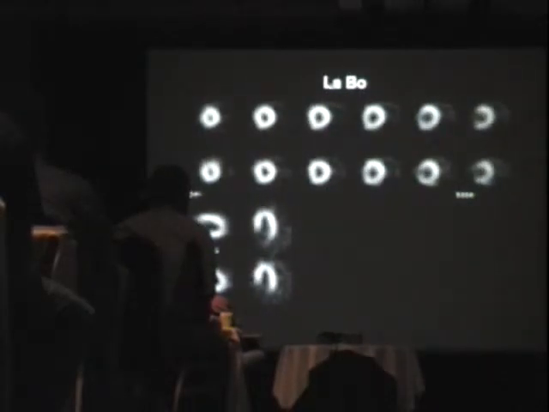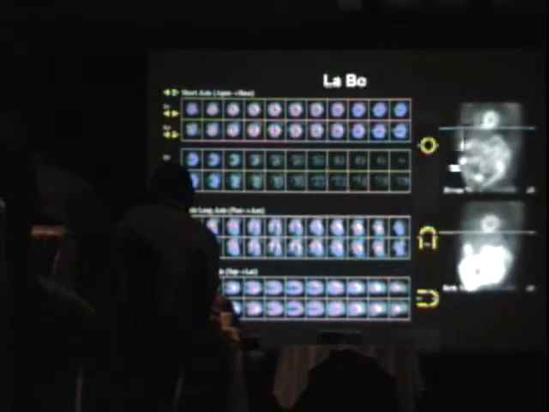These are the gated images. The gated images in this case are normal. These are the stress, and these are the rest images. And you can see that there's good thickening. However, the defect was reversible. So in this case, the gated images are not going to help in distinguishing whether what we're seeing is artifact or real. And now we repeated the study.